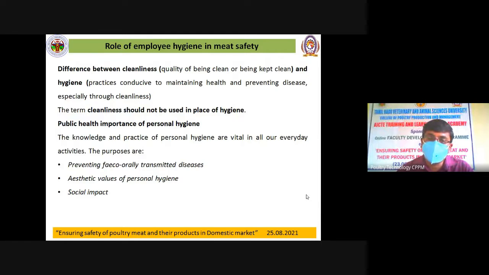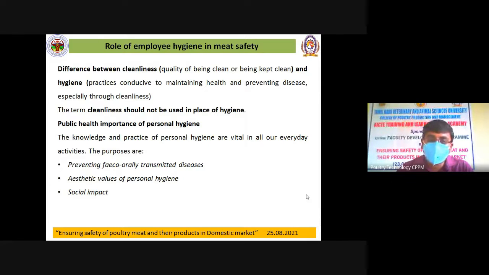So, hygiene is the practice that is needed for maintaining health as well as preventing diseases through cleanliness. Cleanliness involves all the cleaning activities that are necessary for maintaining hygiene. So, the public health importance of personal hygiene.